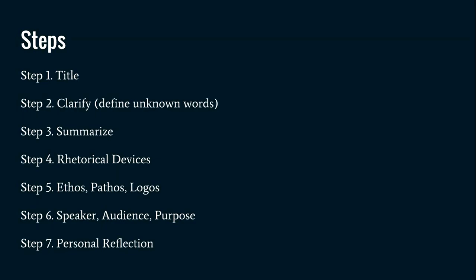Step 4 is rhetorical devices. So go through and find any examples of repetition or anecdote or rhetorical questions and highlight those. Step 5 is ethos, pathos, and logos. So go through your speech, see if you missed any examples of ethos, pathos, and logos and highlight those. Step 6 is speaker, audience, and purpose. So we're going to talk about who is the speaker, who they are giving the speech to, and what the purpose is in giving the speech. And then step 7 is personal reflection.